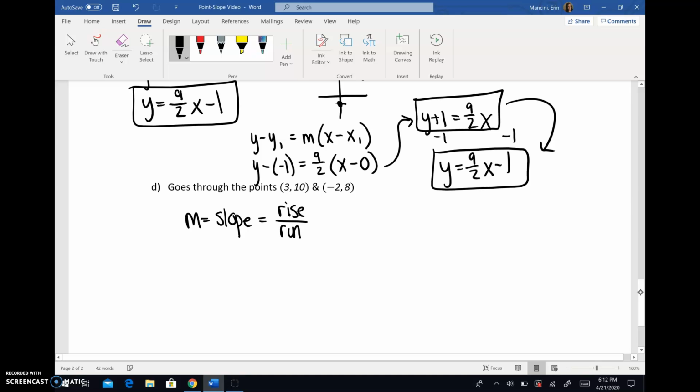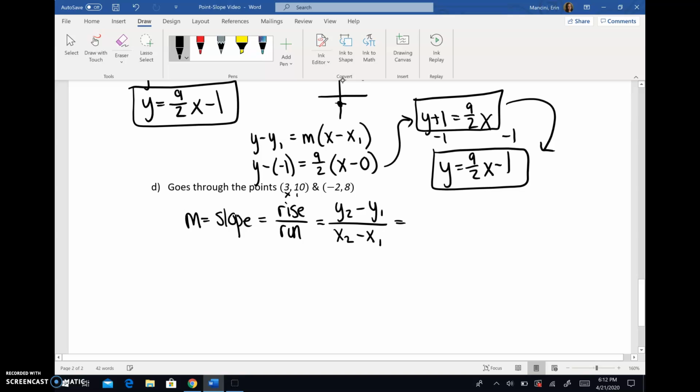Okay, now rise on a coordinate plane is up and down. We're talking about our y coordinates. So to find the rise, you're going to subtract the y coordinates. That'll give you the distance between them. Run is horizontally, it's this way. Run is your x coordinates then, so you're going to subtract your x coordinates to find the run. Make sure rise is on top, run is on bottom to get that ratio of steepness.